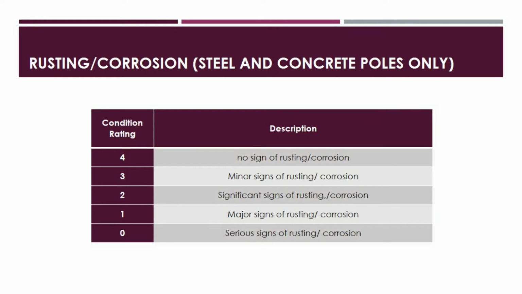Next is the rating of 2, in which case the pole has significant signs of rusting, corrosion of rebar, or concrete spalling, and it requires planned corrective action as there is significant deterioration. Then comes the rating of 1, and with this rating it means that there are major signs of rusting, corrosion of rebar, or concrete spalling on the pole, and it requires immediate emergency repairs. And last but not least, there is the rating of 0, in which case the pole has serious signs of rusting, corrosion of rebar, or concrete spalling on the pole.